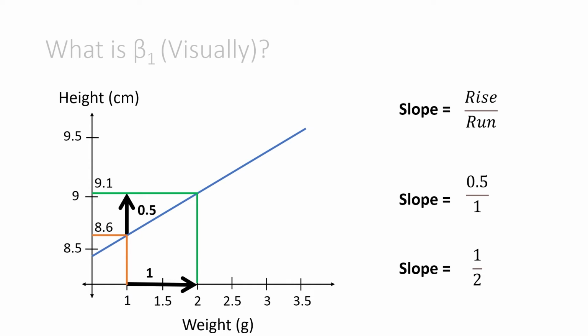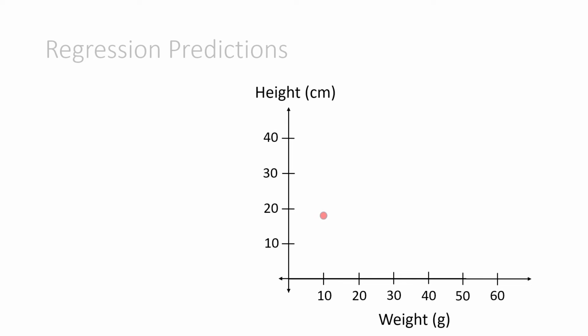As we said, beta 1 is equal to the slope. So for our model, beta 1 is equal to 1/2. Since the slope of a line is consistent throughout the entire line, what it means is that for any 1 unit increase in the x-axis, we'd expect an increase of 0.5 in the y-axis. Now let's get some regression predictions. Here we'll bring back our graph as before with its original axes and draw the line through it.